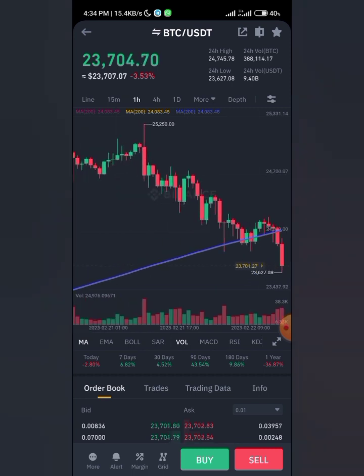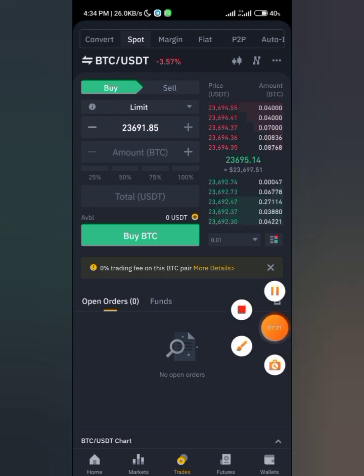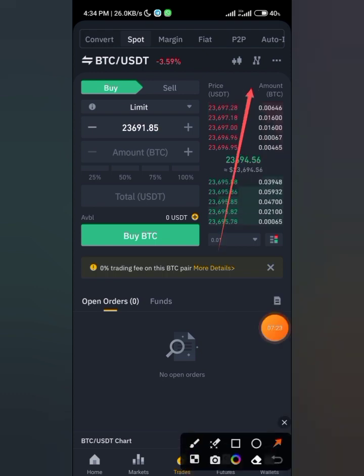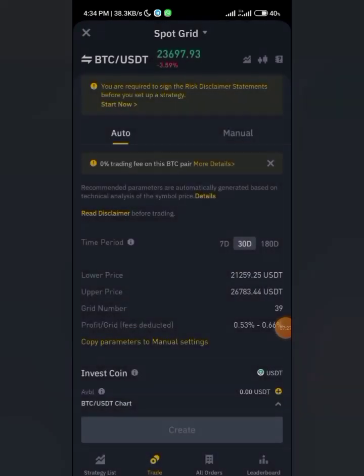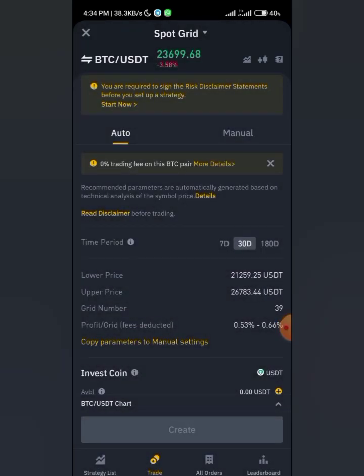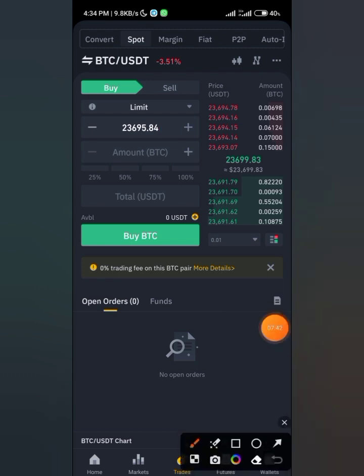So having understood this, the next thing we need to understand is this place. Once you come to this other side, it actually has to do with grid trading. This is where you do spot grid. It is a Binance bot that trades for you if you want their bot to trade for you. But for the purpose of this training, we are not concerned with this, so we'll go back and look at the last one, which we have here, these 3 dots.